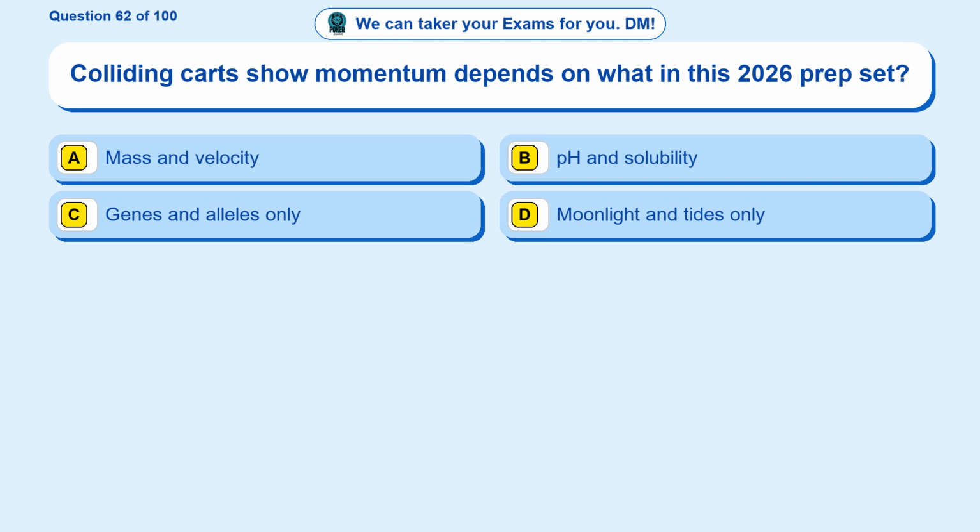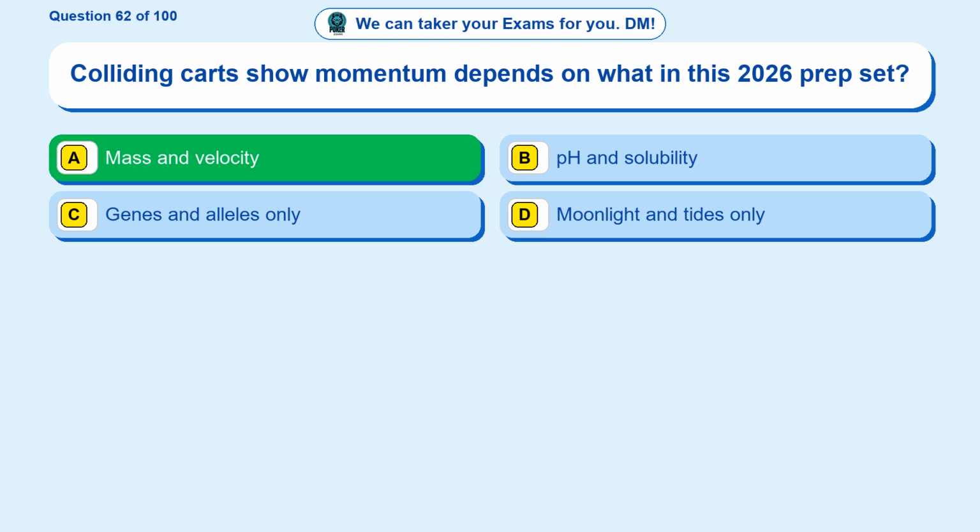Question 62. Colliding carts show momentum depends on what in this 2026 prep set? Option A, mass and velocity. Option B, pH and solubility. Option C, genes and alleles only. Option D, moonlight and tides only. The correct answer is option A, mass and velocity.